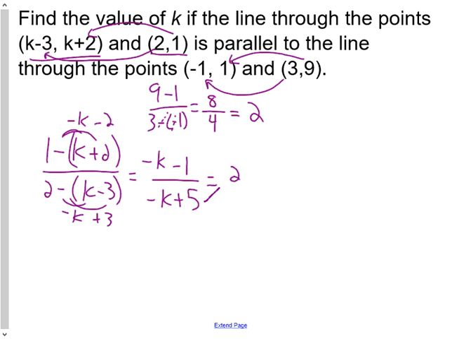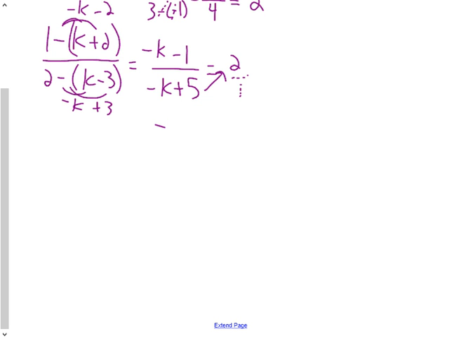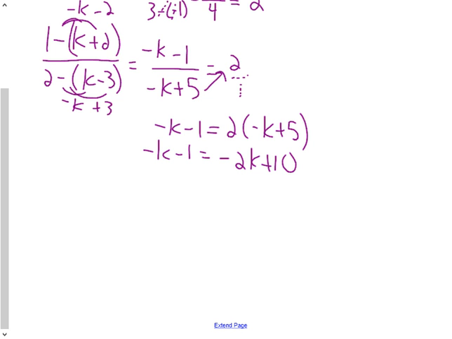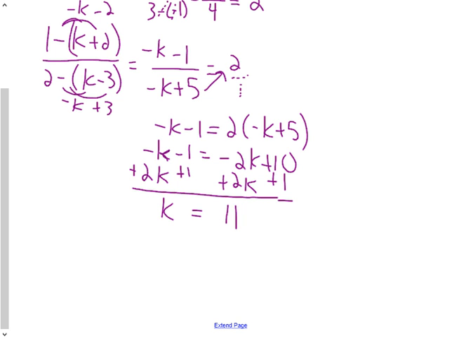And then we're just going to cross multiply like you would a proportion. I mean, technically it's over 1. We want to do a proportion here. So we get negative K minus 1 equals 2 times minus K plus 5. Negative 2K plus 10 equals negative K minus 1. And now how I like to do this is move the smaller amount of K. So negative 2K is less than plus K. So adding 2K to each side, moving the minus 1 by adding 1 to each side, I get K equals 11.